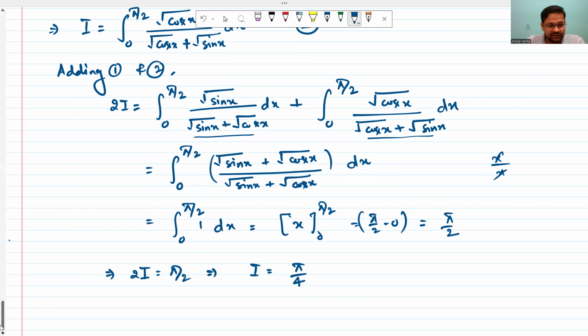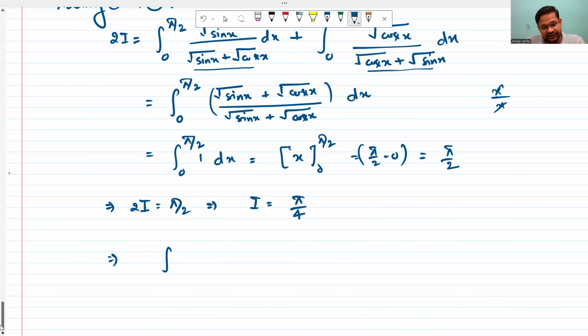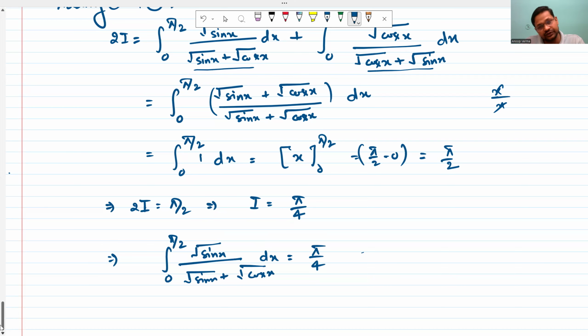So this implies the integration from 0 to pi by 2 of root of sine x divided by root of sine x plus root of cos x dx is equal to pi by 4. So this is your answer. Is it clear? So we are able to find the definite integral. If we try to find this indefinite integral, we are not able to find it, it's very difficult. But in the definite integral we are able to find it.